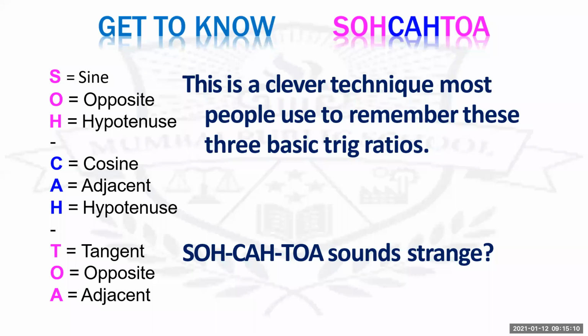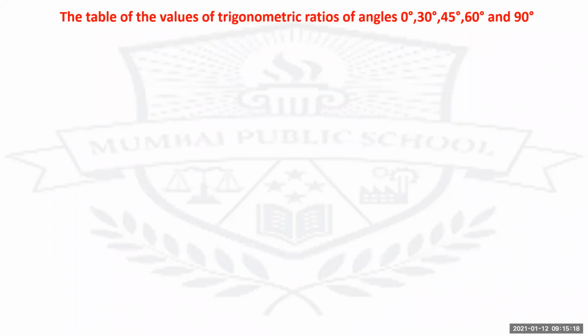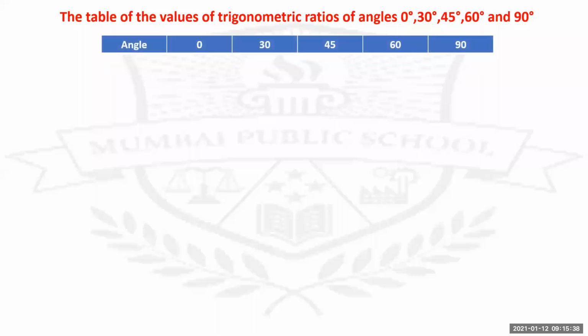We'll move ahead to the next part, understanding the trigonometric values of some special angles. The table of the values of the trigonometric ratio of angles 0 degrees, 30 degrees, 45 degrees, 60 degrees, and 90 degrees. These values are known. How to learn these values or how to get through these values? See, there is a simple technique. You see, the angles given are 0, 30, 45, 60, 90. These are called the special angles, as the values of these angles are known to us.